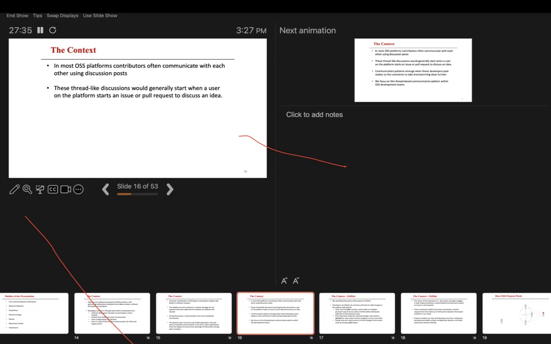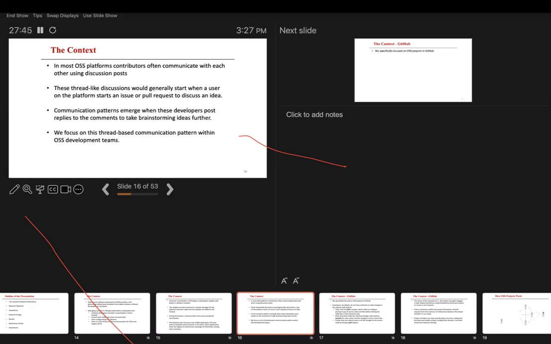It's a thread-like discussion. So I know I'm responding to X, then the other person responds to me, and that other person can also respond to X. So I can actually capture that in this thread-like communication. A pattern emerges when we start looking at it, especially when we start looking at it over time.